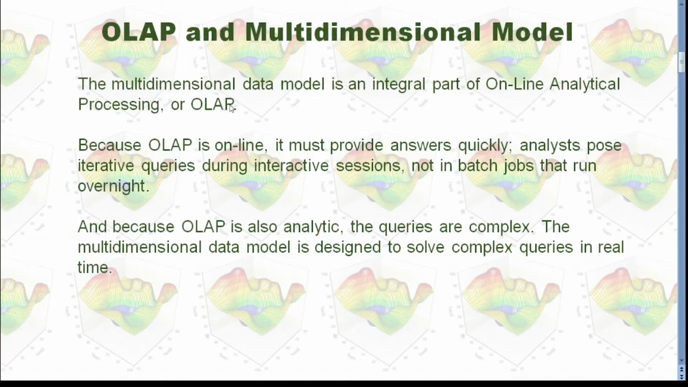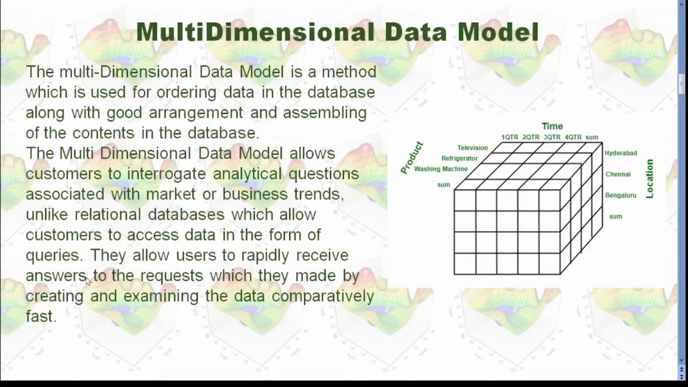The multidimensional data model is an integral part of Online Analytical Processing, or OLAP. The multidimensional data model is the method used for ordering data in the database, along with good arrangement and assembling of the contents in the database. The multidimensional data model looks like a cube.